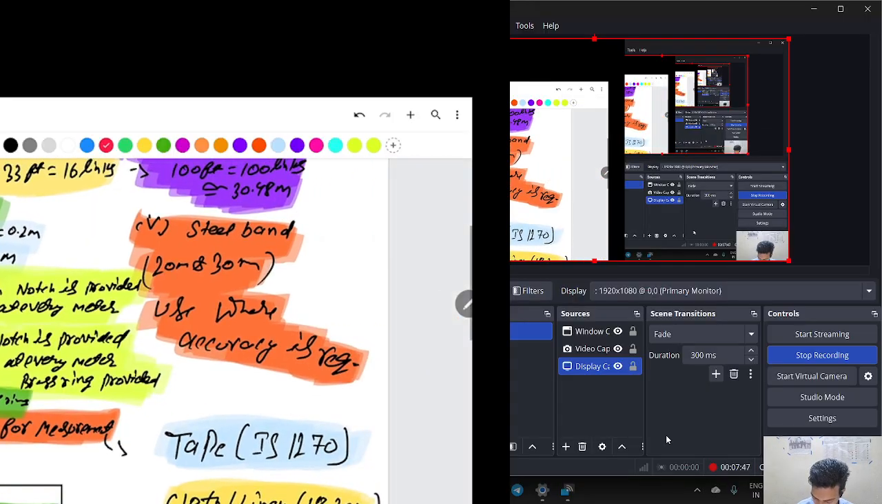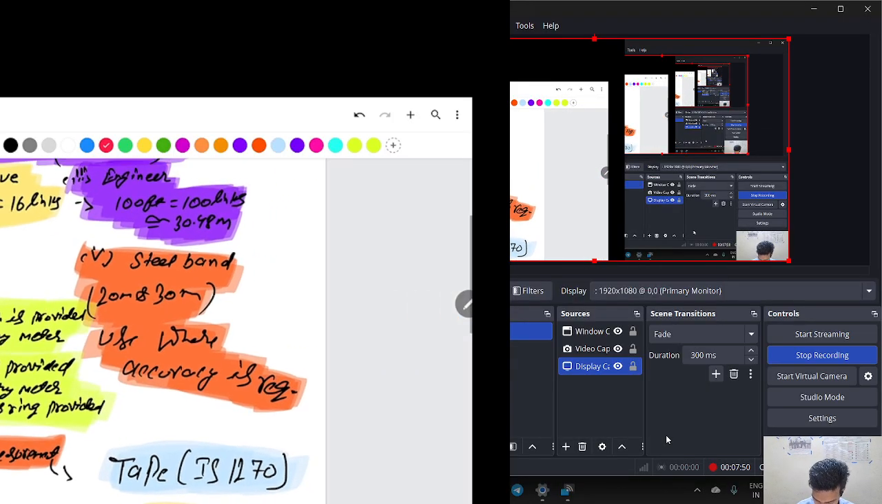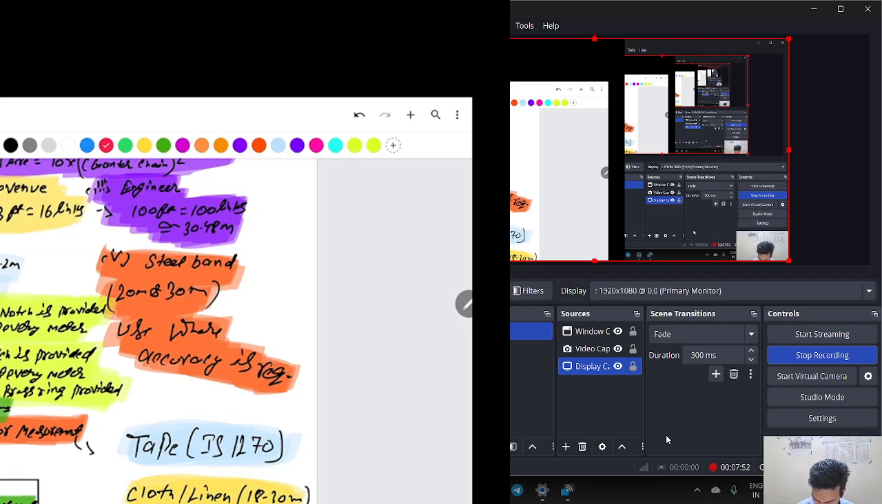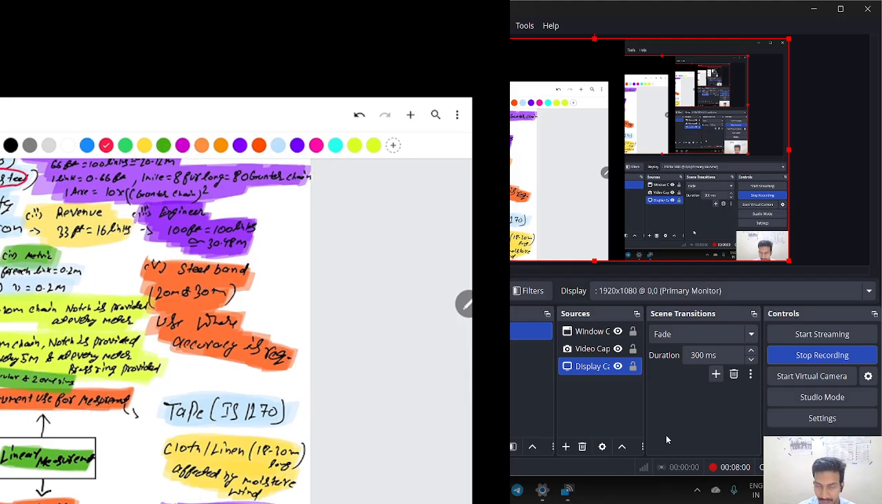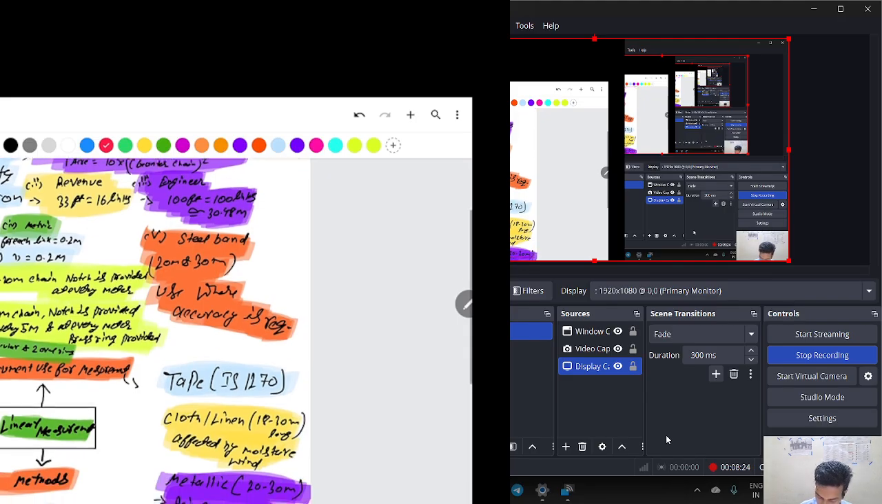Now the fifth one is the steel band. This is also 20 meter and 30 meter, used where accuracy is required. In direct survey, if accuracy is required, then we apply chainage. If higher accuracy than chainage is needed, then we will do it with the steel band.